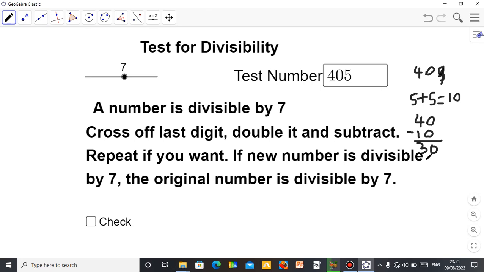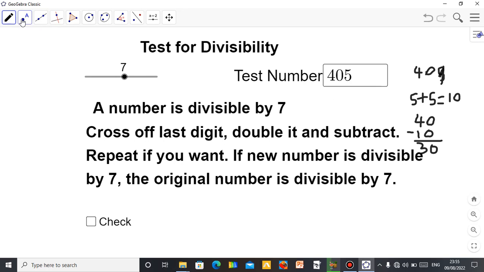So now that we have 30, we now say if the new number is divisible by 7, then the original number is divisible by 7. Now you check, is 30 divisible by 7? At least we all know that now. 7 times 4 is 28. 7 times 5 is 35. So 30 is not divisible by 7. That means 405 is not divisible by 7.